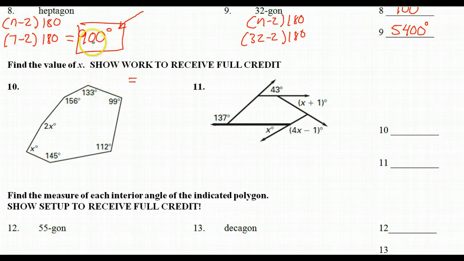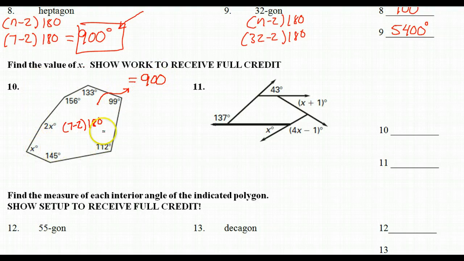Okay, so that would be 7 minus 2 times 180, which we just did up here, so we know it is 900. So the total degrees in this heptagon is 900 degrees. So I could put that on one side of the equation, knowing that everything inside of here, all of these angles, better add up to 900 degrees.